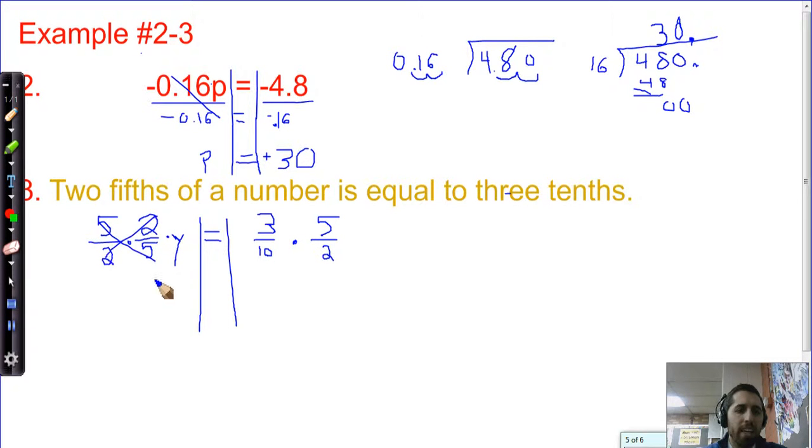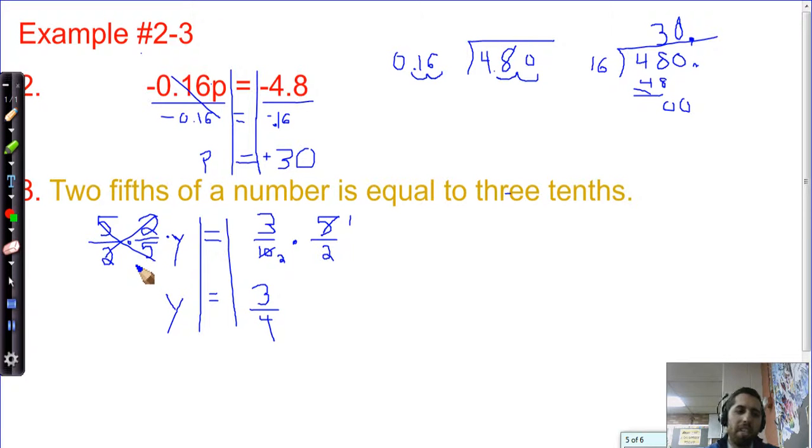These will cancel out, and we're just left with y on the left side. What's y going to be equal to? Well, we can do some simplifying as we go. Divide 10 by 2, divide 10 by 5, and you get 2. Divide 5 by 5, you get 1. 3 times 1 is 3. 2 times 2 is 4. Y is equal to 3/4.